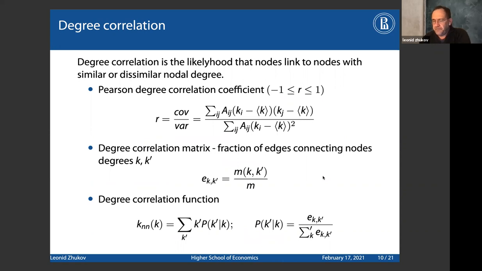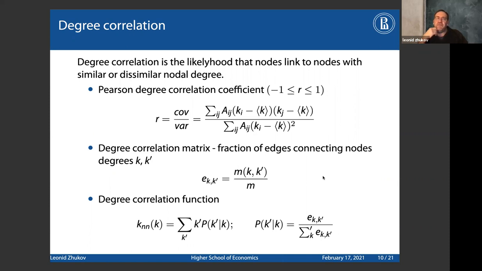So next topic I want to talk about is degree correlation. Degree correlation for two nodes is the likelihood that nodes tend to link to nodes with similar or dissimilar node degree, right? So in some sense, if we have a node with 50 friends, it is more likely to link with a node with 50 or 40 friends than with a node with one friend. And a node with one friend is more likely to link to another node with one friend than to the hub.